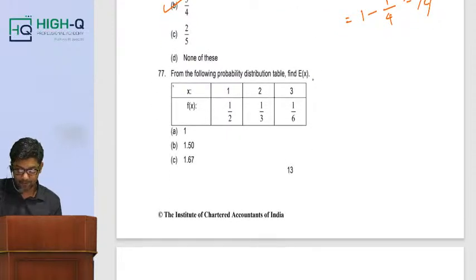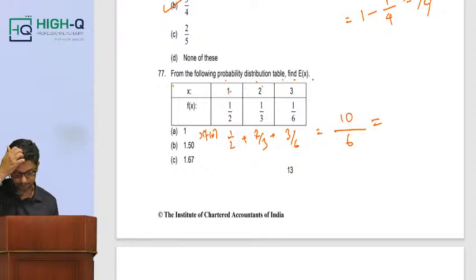Next, from the following probability distribution table, E of X, that is X into F of X, 1 into 1 by 2, 2 by 3, 3 by 6. Now add everything. The LCM is 6, sir. 3 plus 2, 5, 3 plus 4, 7. 7 plus 3, 10. 10 by 6. 1.67.